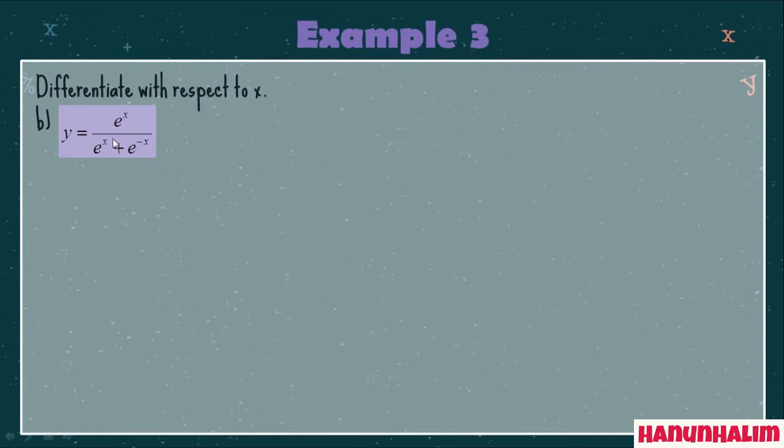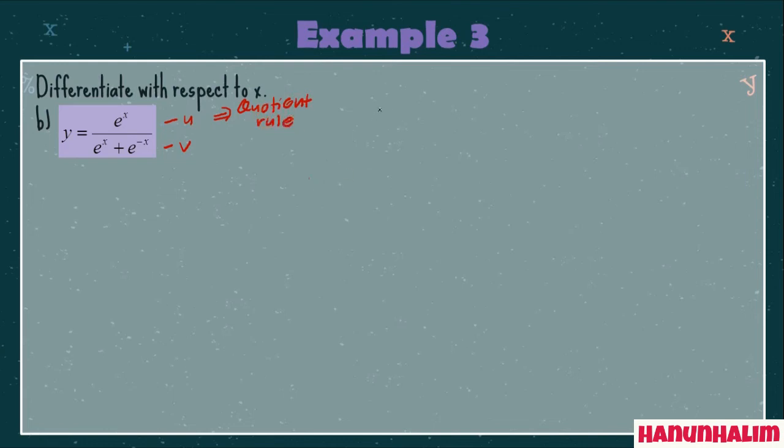But for example 3b untuk subtopic 3.4 ni, e to the power of x tu dekat atas, dekat bawah dia e to the power of x plus e to the power of negative x. Bila soalan pattern ni, kita tak boleh guna macam example subtopic 3.1 tu, sebab yang boleh pecah dua bila satu term tu ada dekat bawah. Jadi sebabkan yang ni dia ada plus dekat bawah ni, kita tak boleh guna kaedah pecah dua. Jadi kita kena guna U V, which is quotient rule.